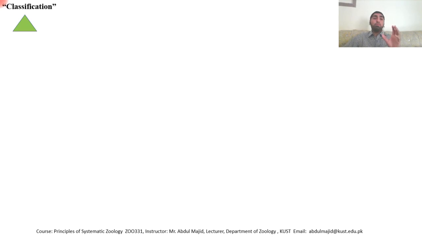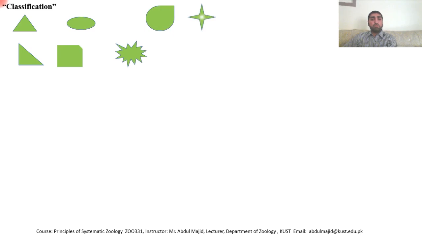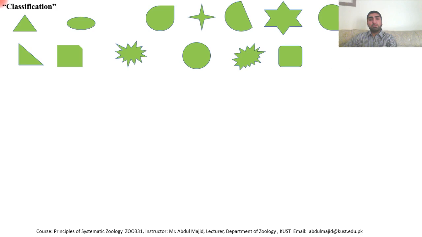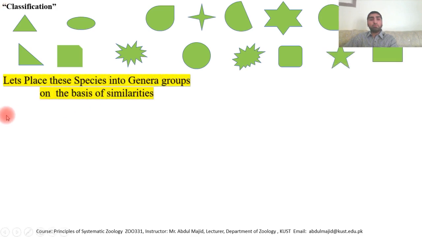For example, we have objects like this triangular shape. This is also a triangular shape. The spherical shape. These are the rectangular shapes. So we have the star shapes. So we have these different objects. Okay. Now, we have these different objects. We are not talking about the species, the animals. We are just talking about objects.